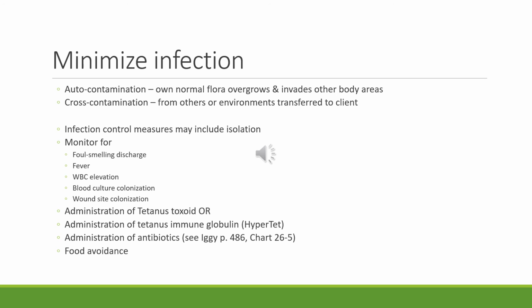And then the other thing is avoiding foods. So our patients that are immunocompromised, we want to make sure that they are eating foods that are not going to introduce any additional bacteria in them. So well-cooked foods, no fresh fruits and vegetables, probably to avoid until they get out of the woods.